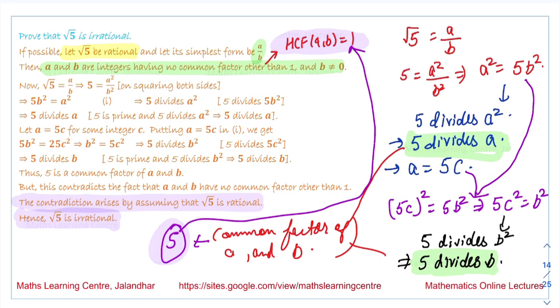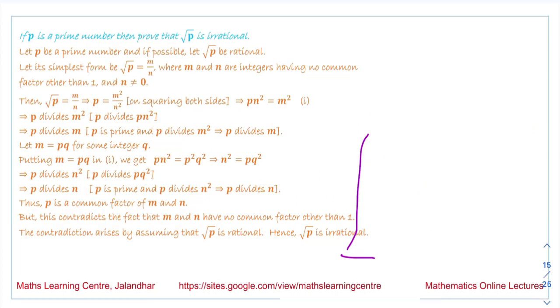Next is the general proof we are talking about, that if P is a prime number, then we have to prove that root P is irrational. So again, same procedure is there. We are saying P is a prime number, and if possible, we are supposing that root P is rational. If it is rational, it means we can write root P is equal to m by n, where m and n are integers having no common factor other than 1. It means, what does this thing mean? HCF of m and n is equal to 1.